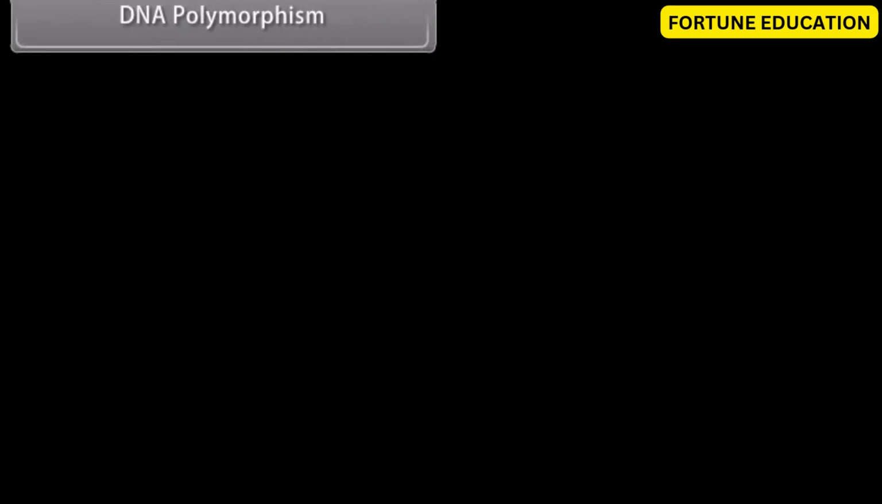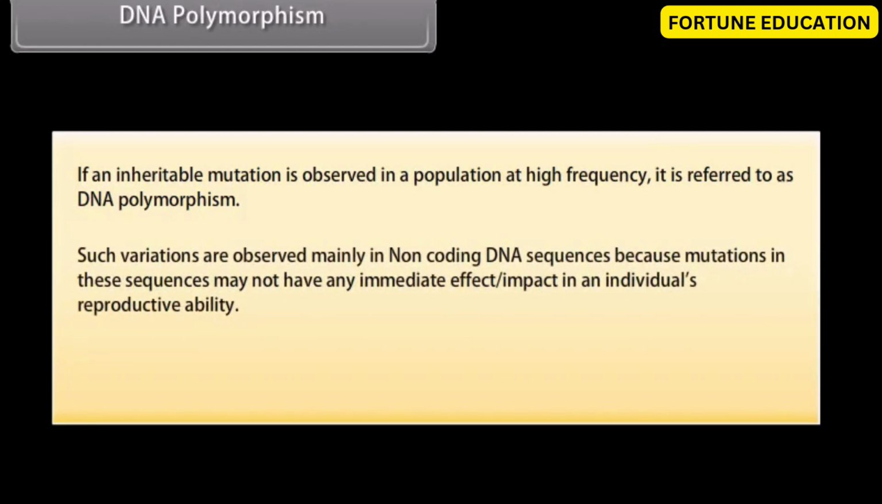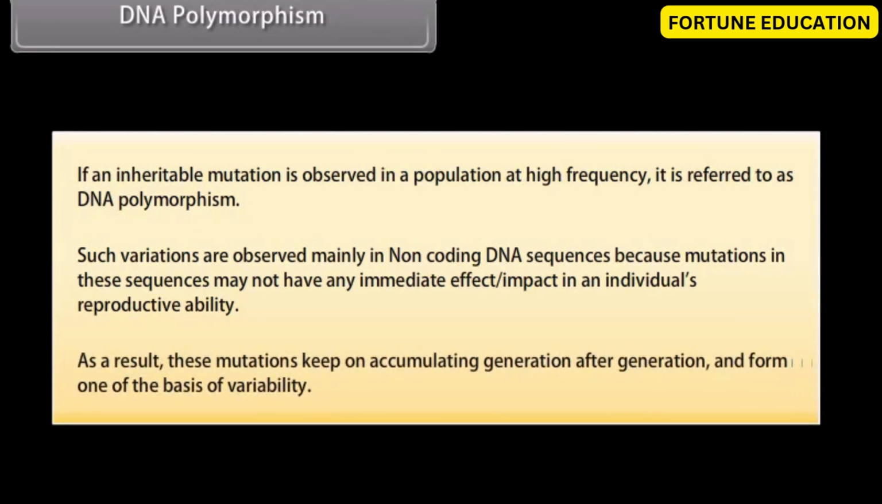DNA polymorphism. If an inheritable mutation is observed in a population at high frequency, it is referred to as DNA polymorphism. Such variations are observed mainly in non-coding DNA sequences because mutations in these sequences may not have any immediate impact in an individual's reproductive ability. As a result, these mutations keep on accumulating generation after generation and form one of the bases of variability.